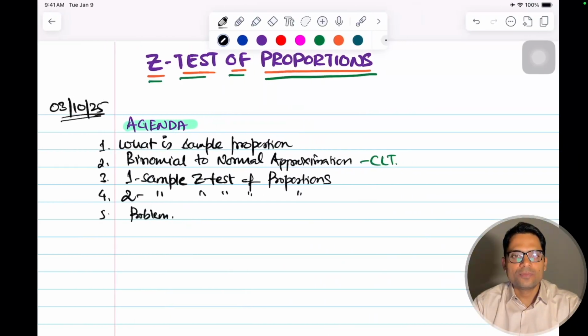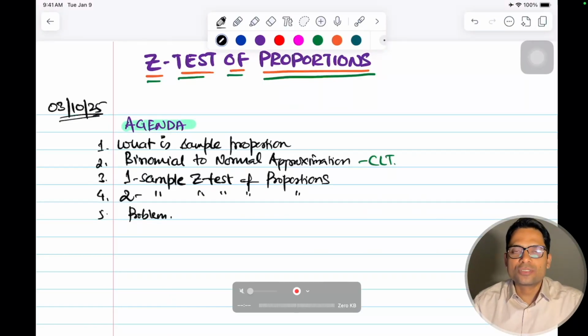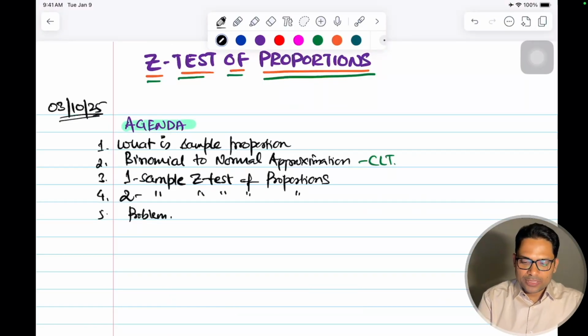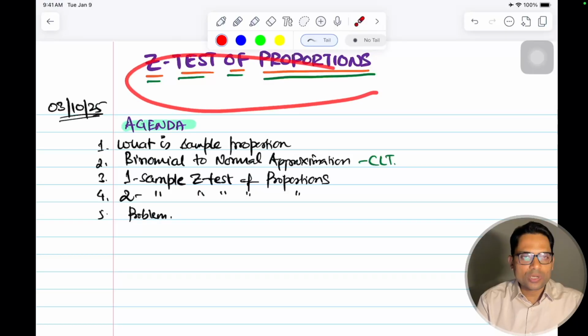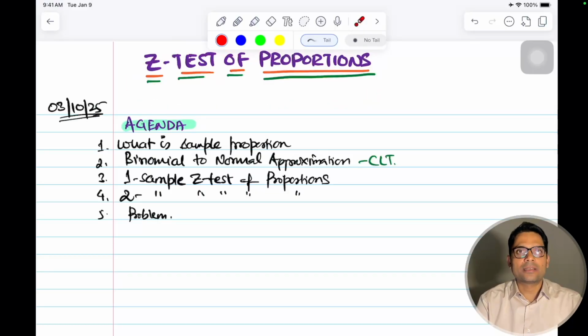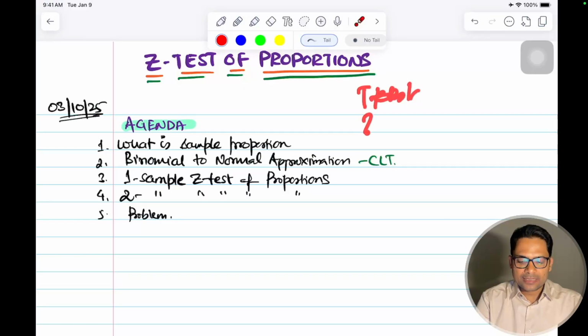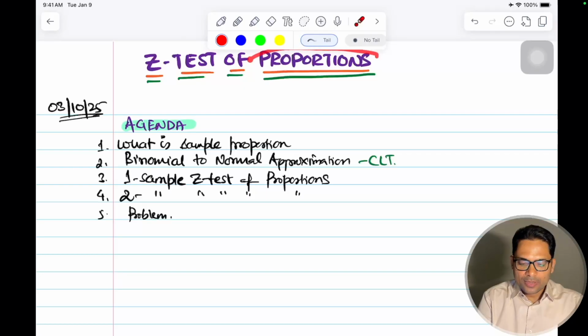In this video, we are going to discuss the Z-test of proportions. This is another hypothesis test, but it is different from whatever we have discussed already or the other tests that I will be discussing. So it's different from the T-test or the normal Z-test. How is it different? Because it has the word proportions.